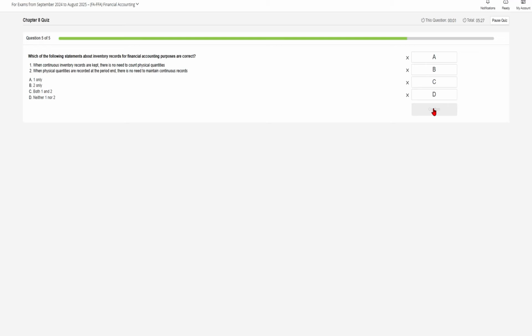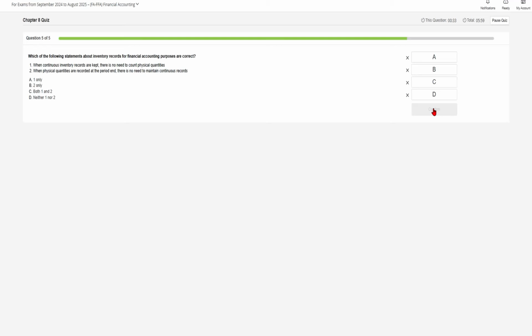Okay, so finally we move to the last question. The question says, which of the following statements about inventory records for financial accounting purposes are correct? So first one says, when continuous inventory records are kept, there is no need to count physical quantity. No, we need to count the physical quantity.